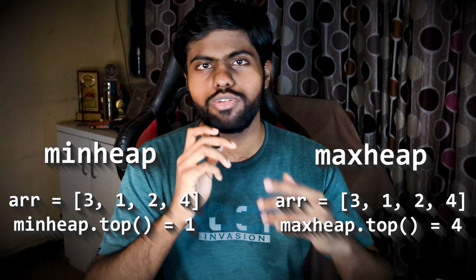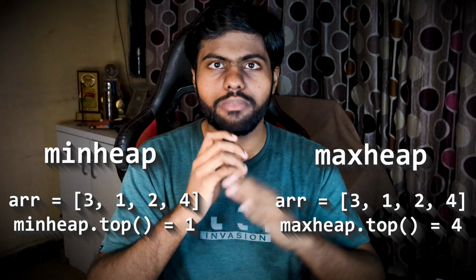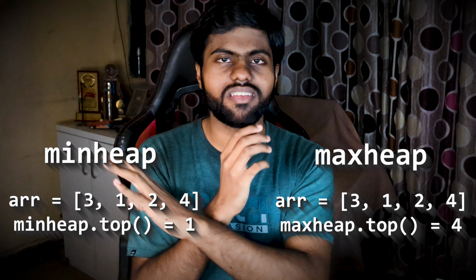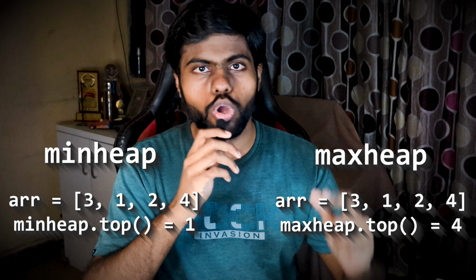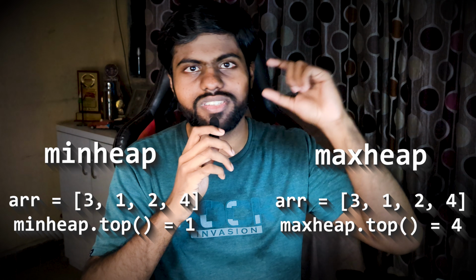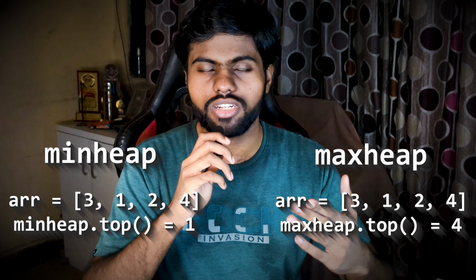This is most of the time used to solve problems like the top k elements, the kth largest element or the kth smallest element. It will insert all the values into the data structure, but it will always have just one value on the top, which is either the minimum or the maximum. It is very useful, and it is again a very supportive data structure.